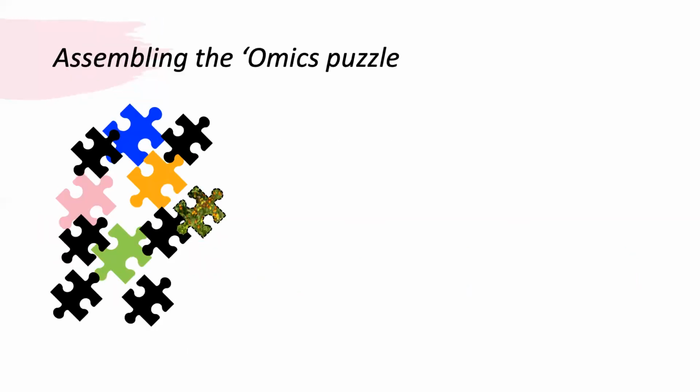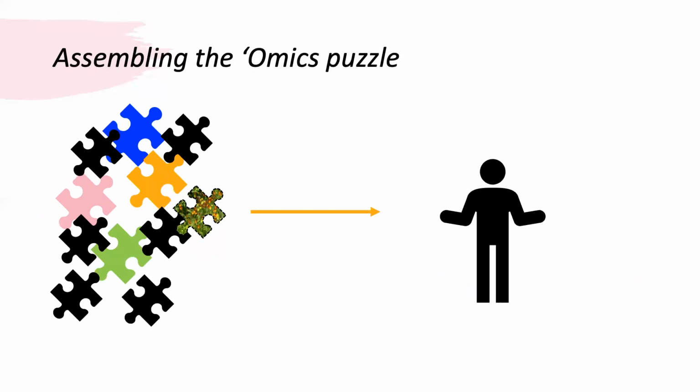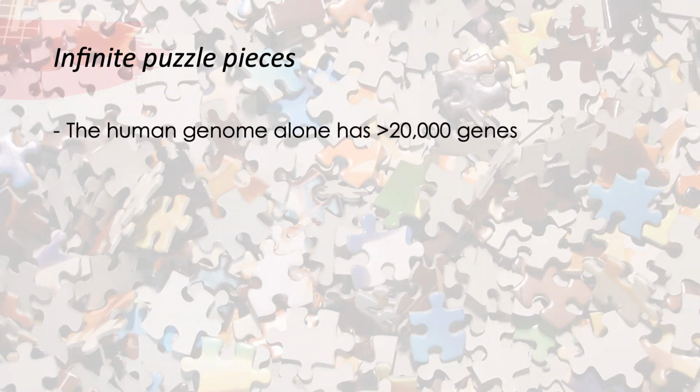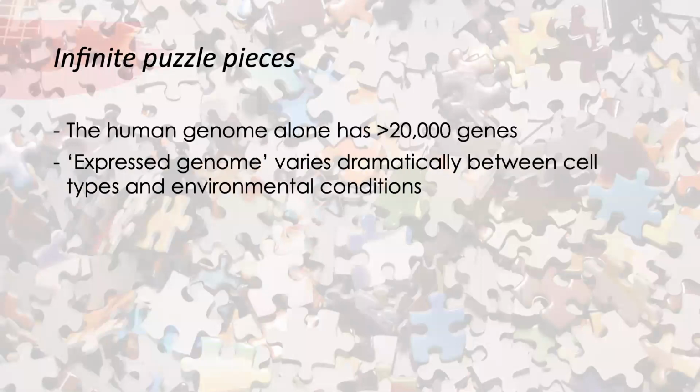So does that mean we can simply assemble all the pieces of omics to understand any given individual with multiomics? Well, would it be that simple? Because unfortunately, there are almost infinite pieces of this puzzle. If you consider that the human genome alone has more than 20,000 genes, and then that expressed genome that I talked about can vary dramatically between cell types and environmental conditions, the time of day that it's taken, whether or not you have an infection or indeed are undergoing a disease, gives rise to lots and lots of variation. The phenome is absolutely enormous.